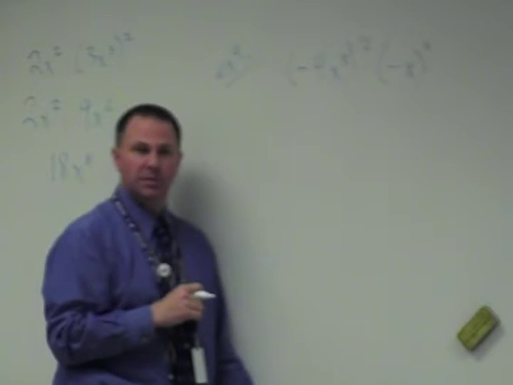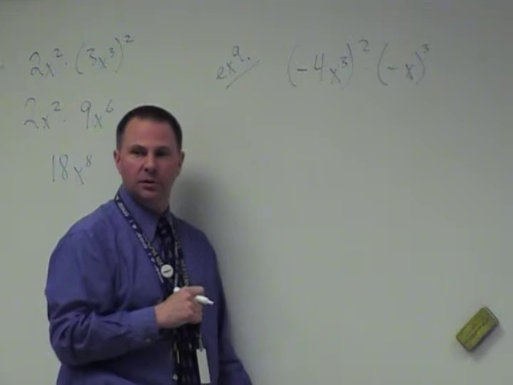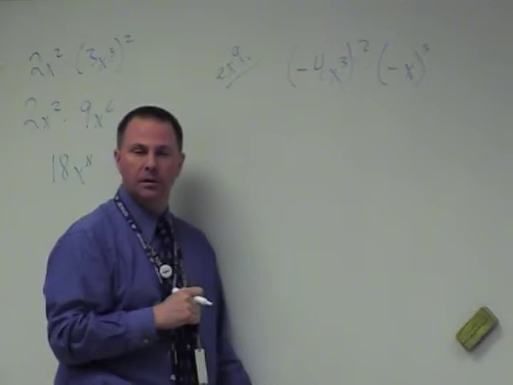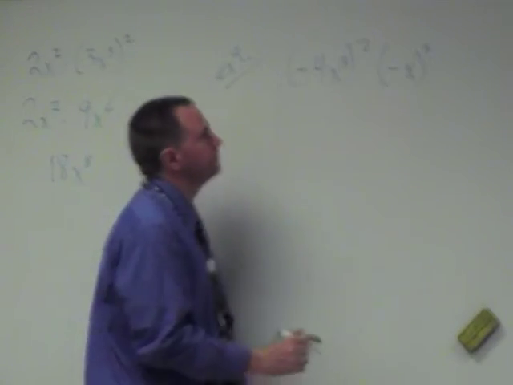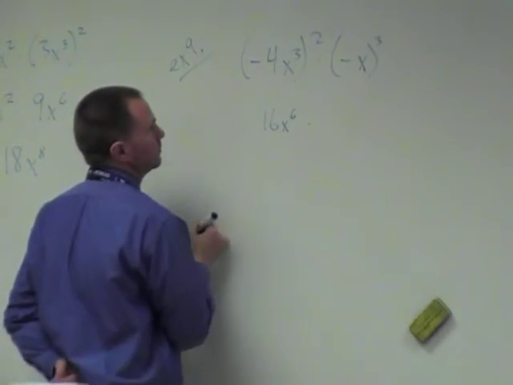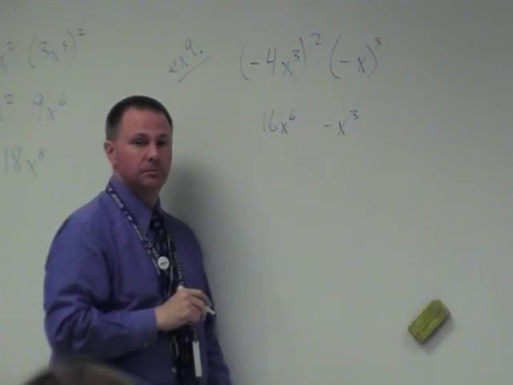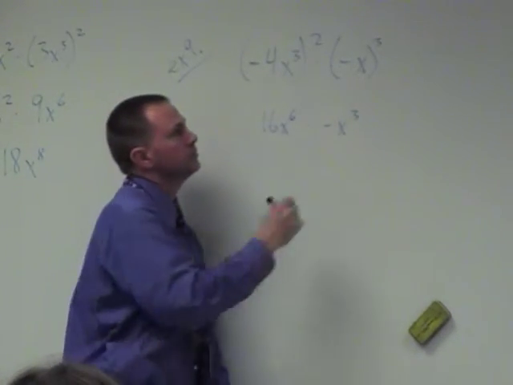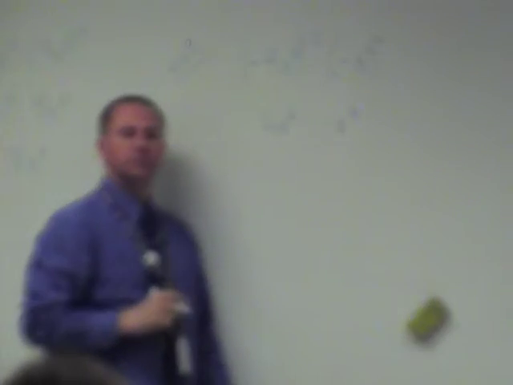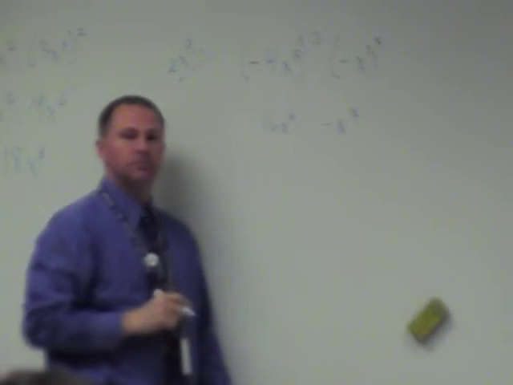This is specifically done to address a certain situation. So, all right, Luke. Is it 16x to the sixth times negative x to the third? Why is it negative x to the third? Because x, the exponent is 1, and 3 times 1 is 3. Why is it negative though? Because it's negative in parentheses. Why is it 16x?